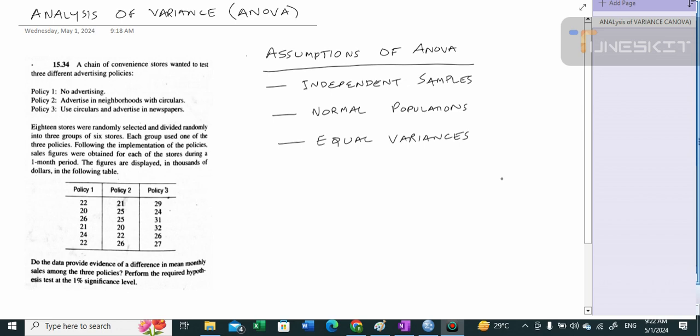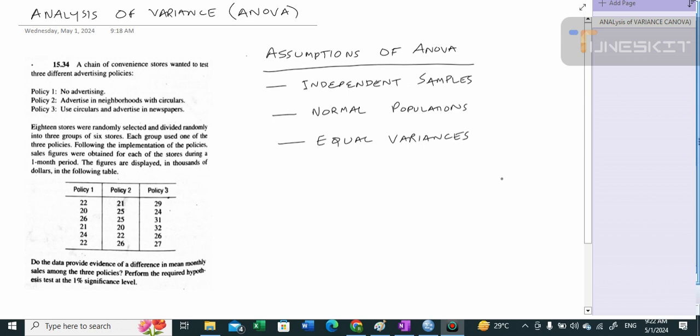To understand this, I have considered this question 15.34, that is, a chain of convenience stores wanted to test three different advertising policies in terms of their effects. Policy 1, no advertising. Policy 2, advertise in neighborhood with circulars. And policy 3, use circulars and advertise in newspapers. For this purpose, they have selected 18 stores randomly and divided them randomly into three groups of 6 each. And each group used one of the three policies.